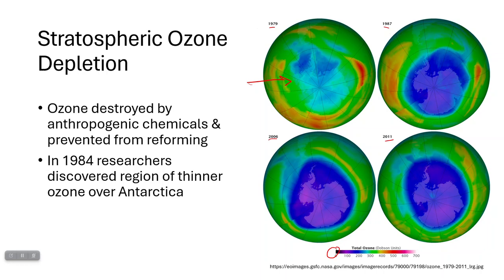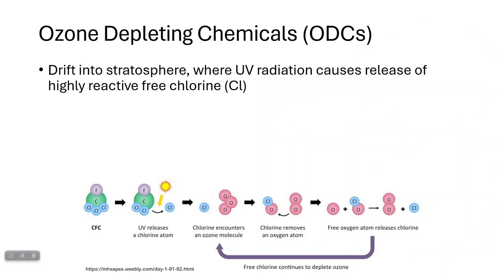So, how did this happen, or what was our response to this? My bad. This was because humans were releasing ozone depleting chemicals. We release them into the troposphere, they drift up into the stratosphere, and then UV radiation hits them, causes a highly reactive chlorine atom to get released.